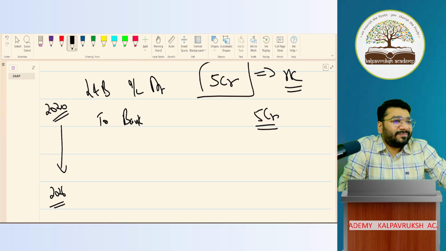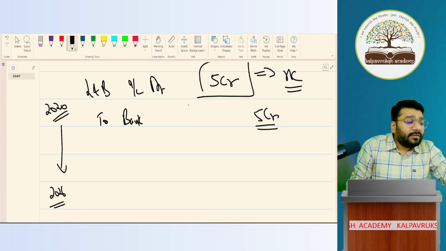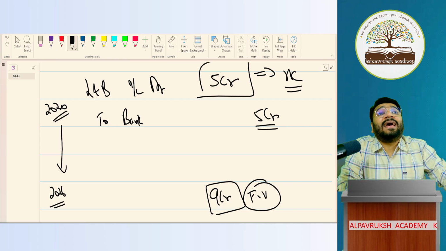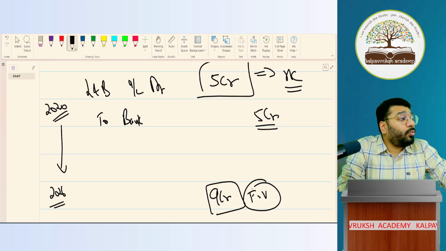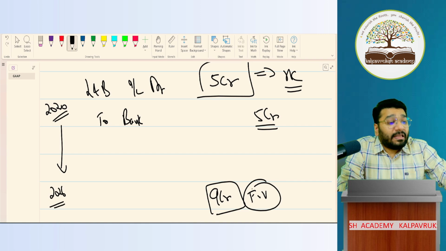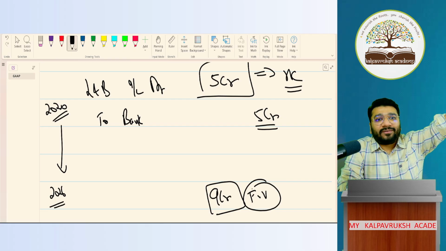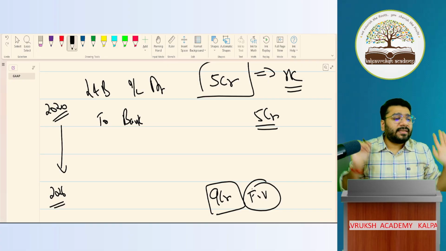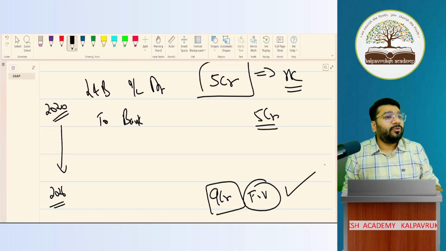Definitely more than 5 crore. How many crores? 9 crore I'll put it. This 9 crore is called fair value. What is it called? Fair value. Now what is the meaning of fair value? If I go and sell this land and building today in the market, without any pressure, without anybody's influence, at arm's length, I'll be able to get 9 crore. That is called fair value.